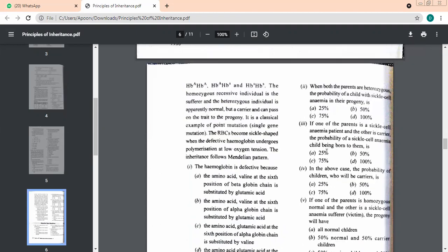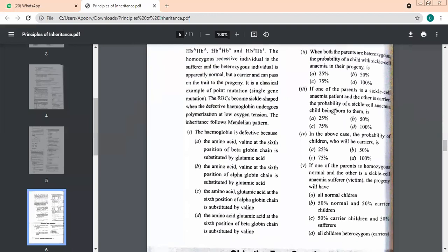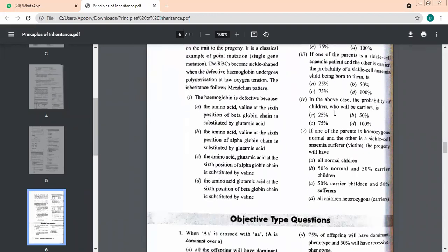Yes, the second one now, bache. Ma'am, C, 75%. Both the parents are heterozygous. The probability of child with sickle cell anemia if the progeny is. They're asking about sickle cell anemia or normal child. Sickle cell anemia. Yes, had it been a normal child, then the percentage would have been 25%.